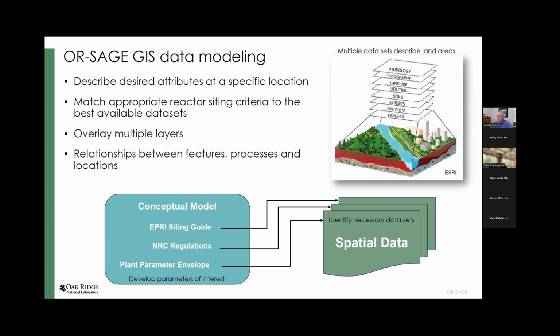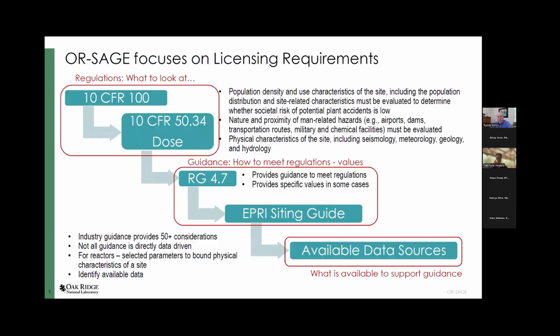So if you're not familiar with GIS technology, as the figure in the upper right shows, any plot of land can be described by any number of data sets. And so the key really is identifying what data is available to support an evaluation of electrical generation siting. And so the process for establishing parameter evaluation of reactor technologies is I'm going to outline on the next slide. So go ahead and advance.